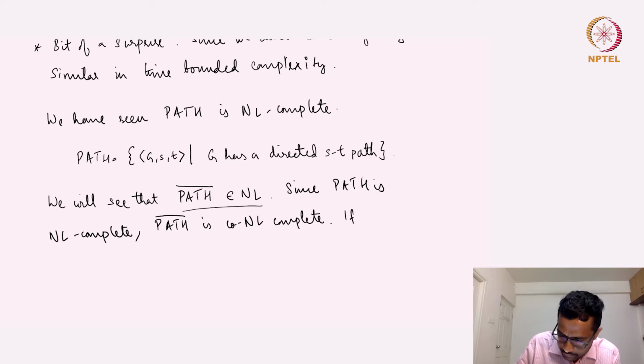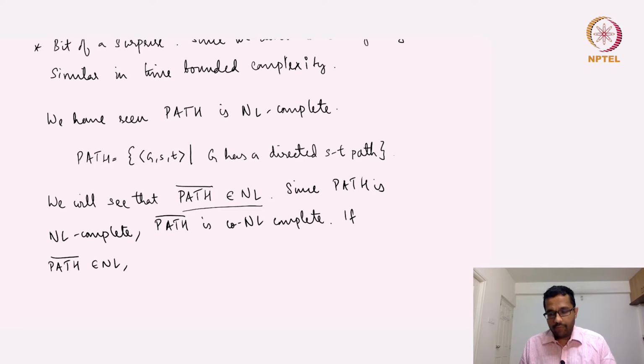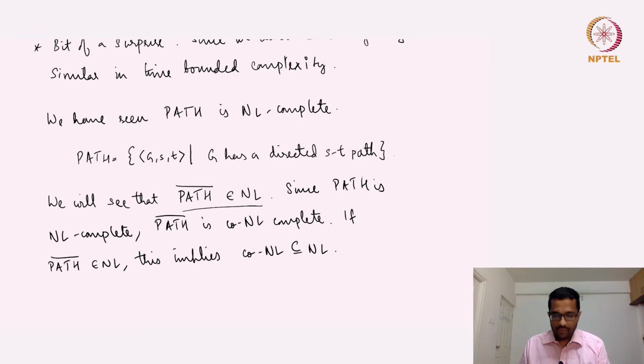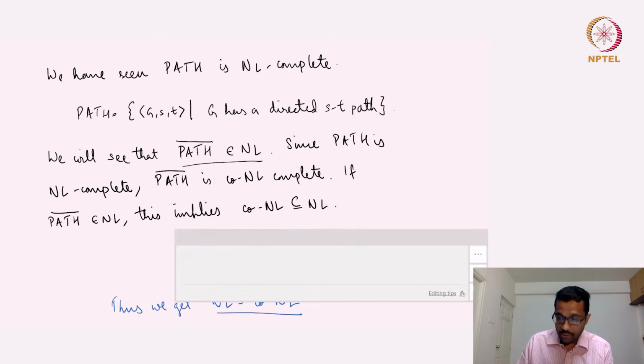Now if we show that path complement is in NL, which is what we are trying to show, we are actually showing that a co-NL complete language is in NL, which means by reduction, anything that is in co-NL can be reduced to NL. So this implies that co-NL is contained in NL. Now we want to show NL equal to co-NL.